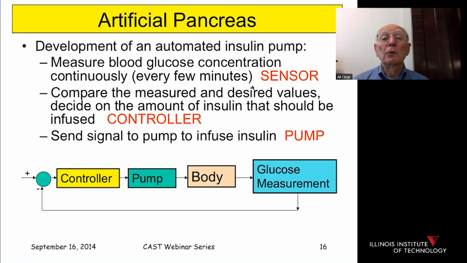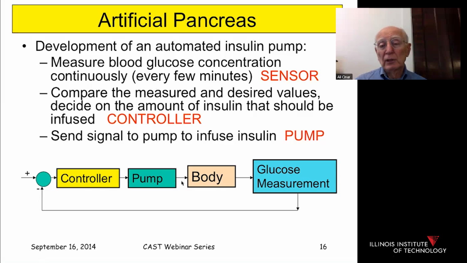So if we now go to the artificial pancreas, it's basically a simple system. And assuming that we have the human body in here, there has to be a glucose measurement, and that measurement has to be compared with a reference value, and the difference should be fed to a controller, and that controller is feeding a signal to the pump that modifies the amount of insulin that would be infused to the body.